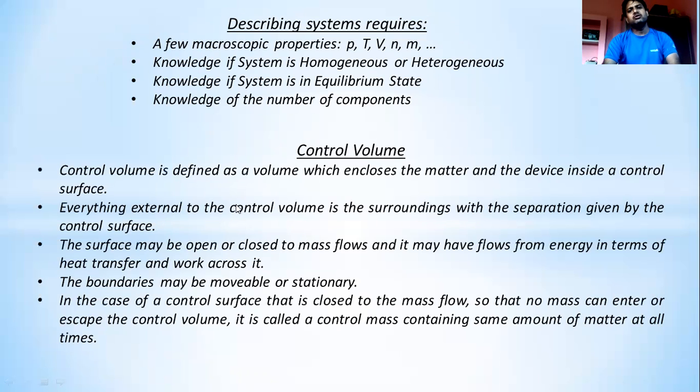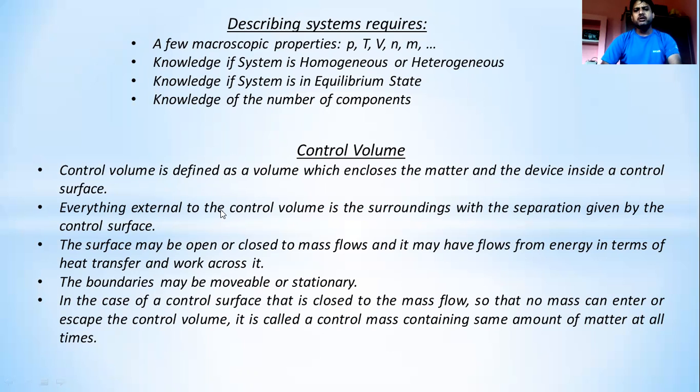Now we will discuss control volume. Control volume is very important. Control volume is defined as a volume which encloses the matter and the device inside a control surface. Suppose you have considered a piston cylinder having a piston. The piston is frictionless, weightless, and it can move upwards and downwards. So whatever the area enclosed by the piston and the vessel, that is called the control volume. That control volume can be increased or decreased by moving the piston. The boundaries may be movable or stationary, as I have already told.